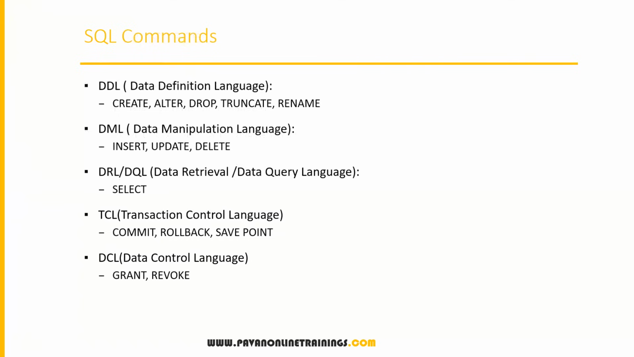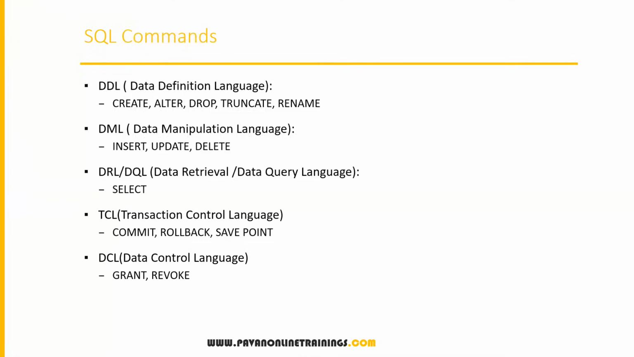Under DDL, we have 5 different commands: create, alter, drop, truncate, and rename. These are the commands that come under data definition language. Why do we call them data definition language? Because these commands basically work on the definition side. If you want to create a table, modify a table, or drop a table, these are all definitions. So we call them data definition language commands.